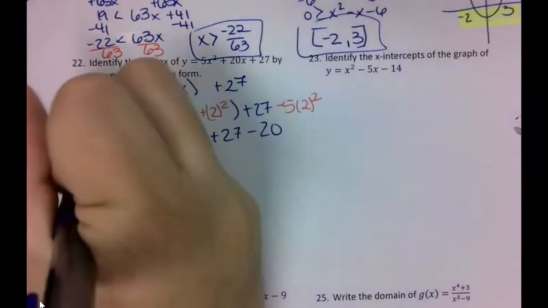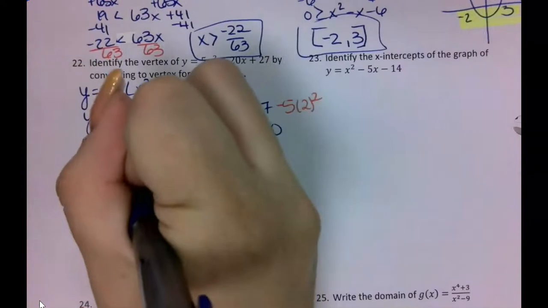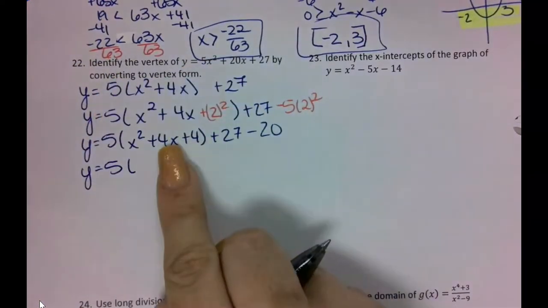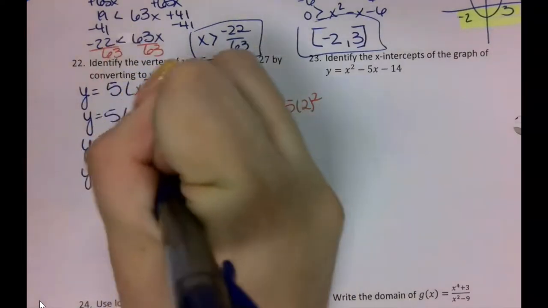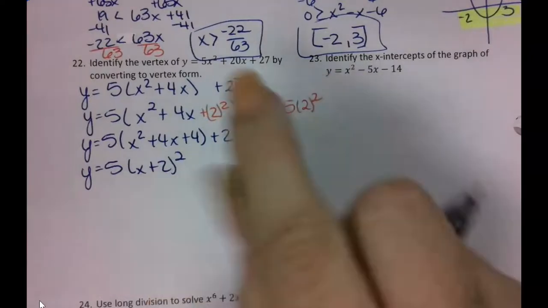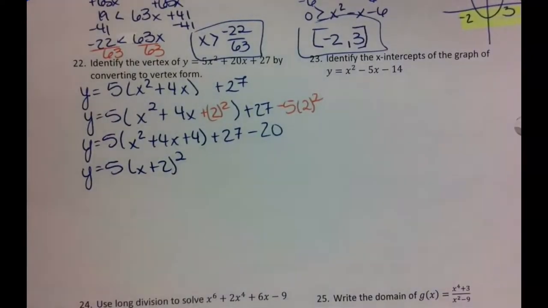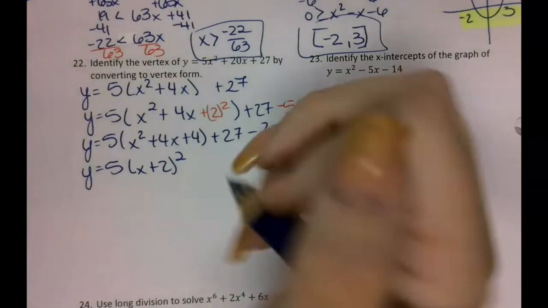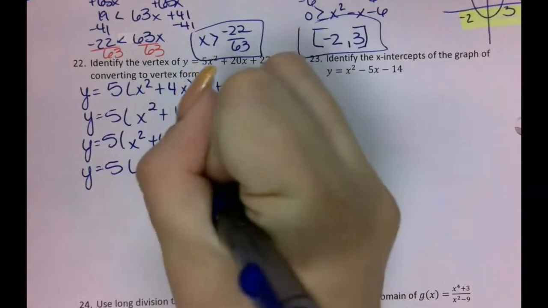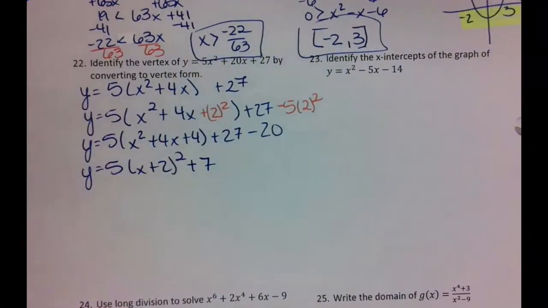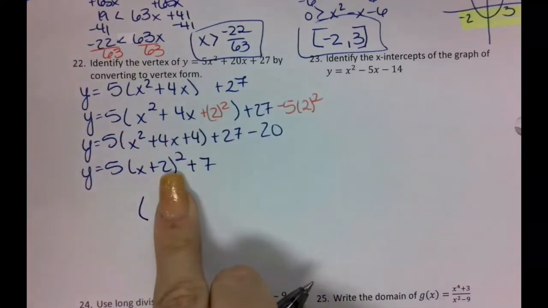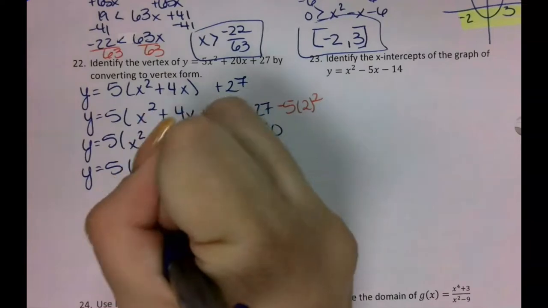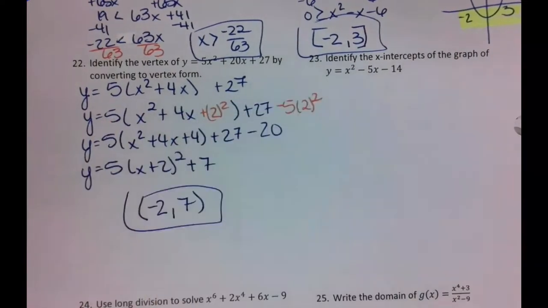I want to factor the inside of the parentheses and then simplify the outside. So I'm looking for what multiplies to 4 and adds to 4. It will always be that number I had in parentheses that I squared earlier. So x plus 2, and then this whole thing is squared because 2 times 2 gives me 4, 2 plus 2 gives me 4. And then on the outside, I want to go ahead and subtract 20 from 27, which gets us 7. Then to give my vertex, remember, opposite the sign in parentheses, and same as the one outside. So -2, 7 is my vertex.